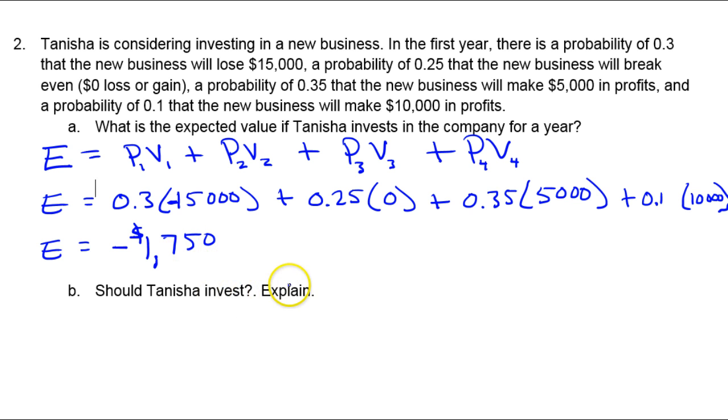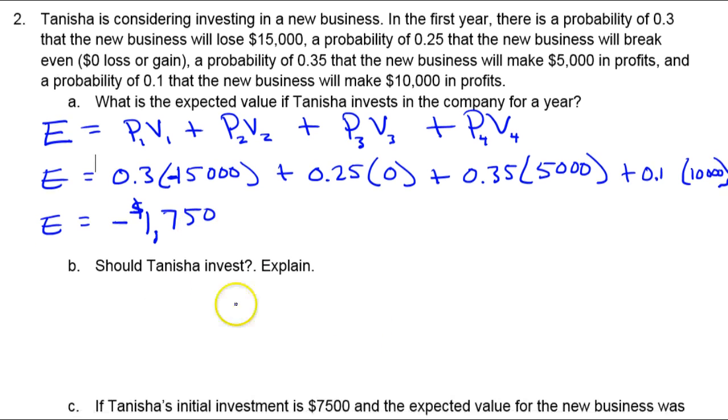Okay, so on average, if this situation happened over and over again, people would lose $1,750 every time. So should Tanisha invest? No, because people on average lose this much money on the investment.